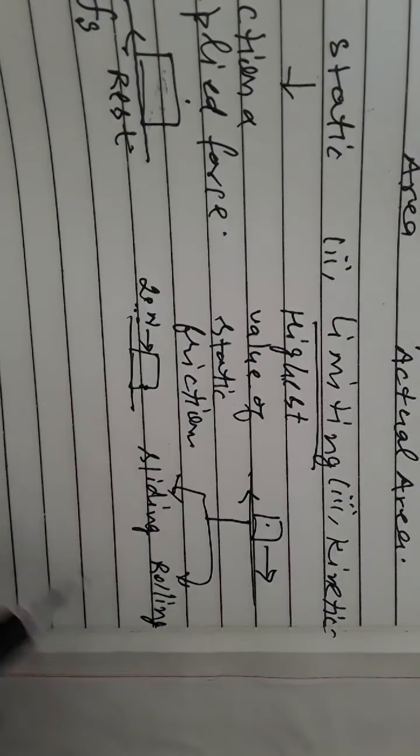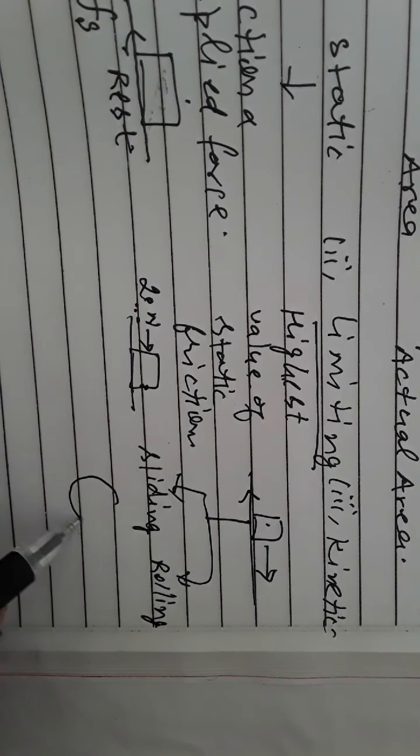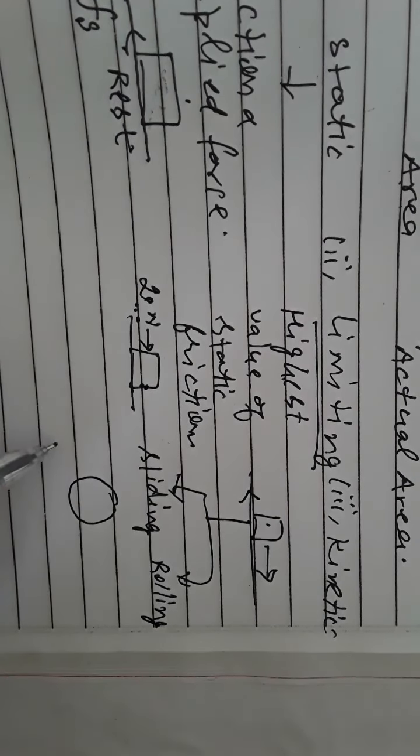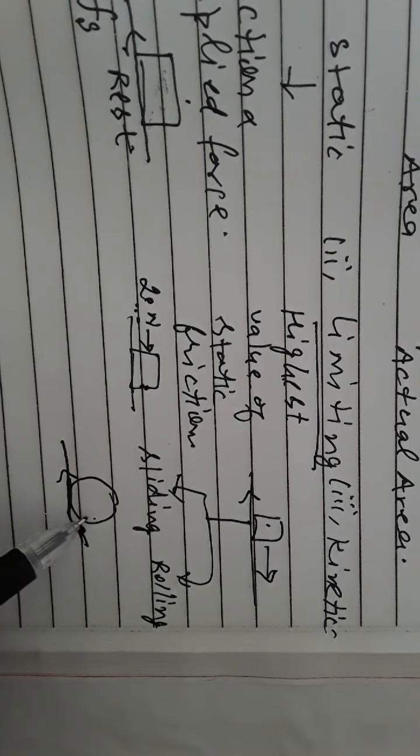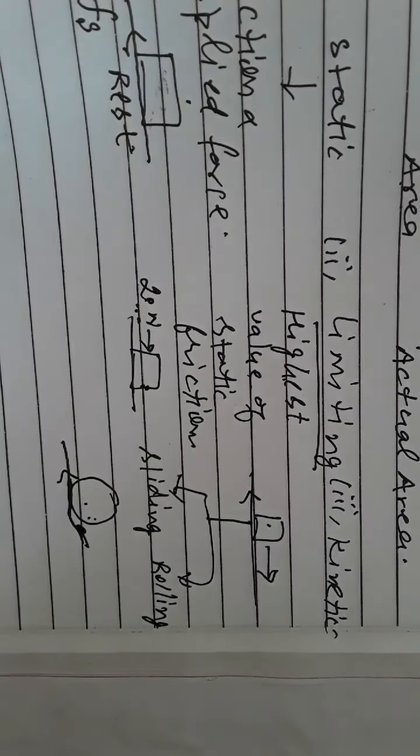What is the cause of rolling friction here? If this is an object, then due to the pressure, it creates a mount here like this. From this mount, a large force is required to come out. So the friction which opposes the motion is known as rolling friction.